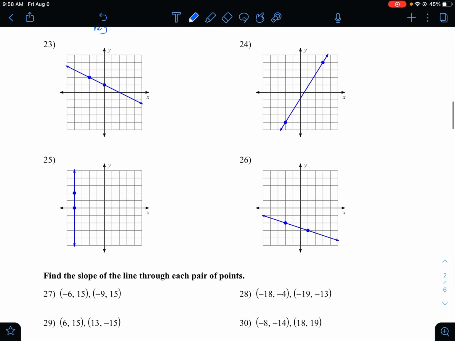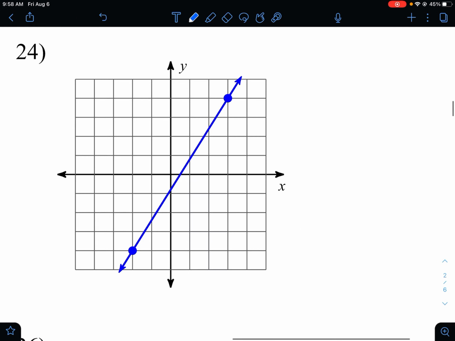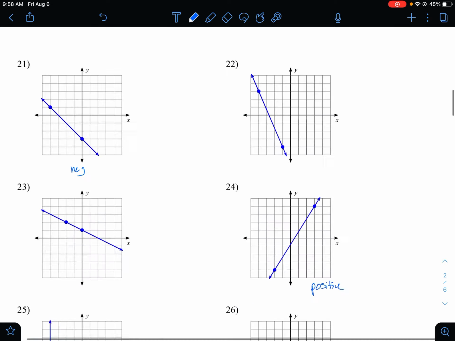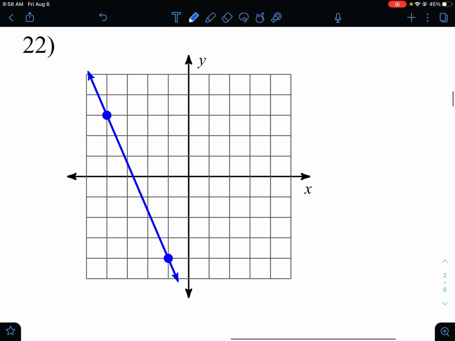Let's see. Well, we don't have a ton of positive here, unfortunately. So here, if I draw a little stick figure, as he walks, he's going up. So this is going to be a positive line. So here, let's look at this guy. If I drew in a stick figure, is this guy going to be walking up or down? Is this a positive or negative slope? The slope is negative.